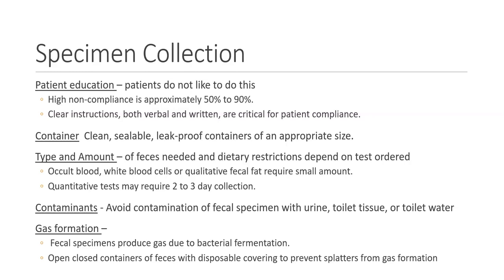Contaminants: you need to explain to the patient to avoid contamination of fecal specimens with urine, toilet tissue, or toilet paper. They now provide the patient with either a bucket to put over the toilet or a paper that they can defecate into that goes between the seat and the rim of the toilet. So you have to tell the patient it's really important that you don't urinate in the same container that you're collecting their stool sample.